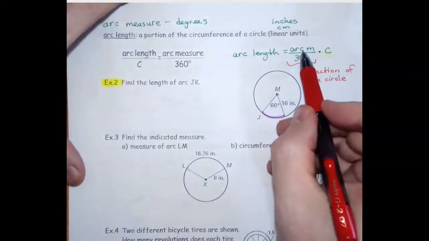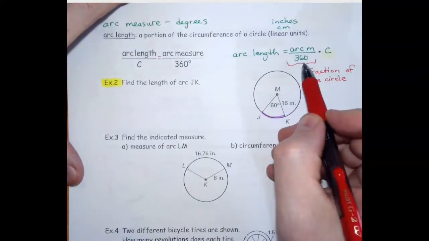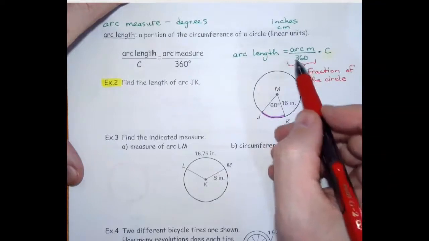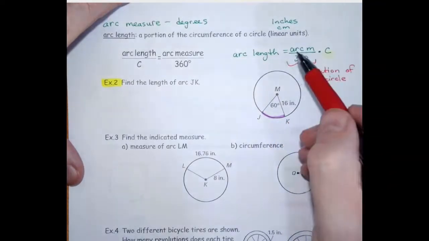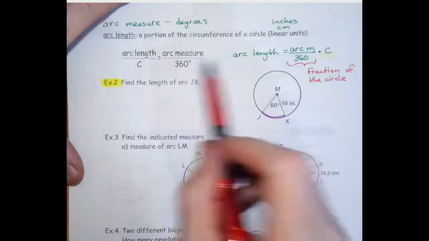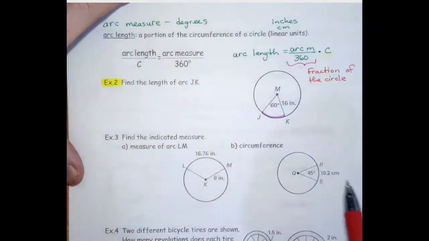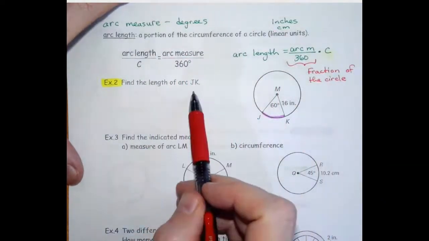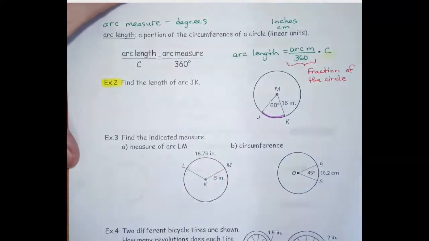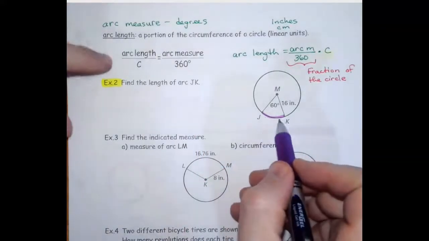So if the arc measure was 180, 180 over 360 is 1/2 because we have 1/2 of the circle. So that is another way to look at it, although generally I try to set up the proportion first. So find the arc length of JK right here. So how do we do that?